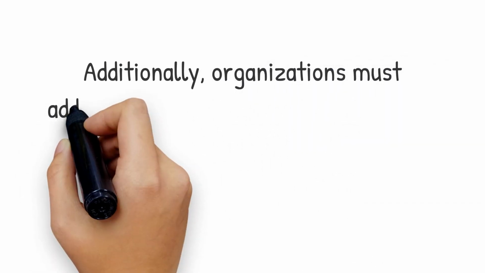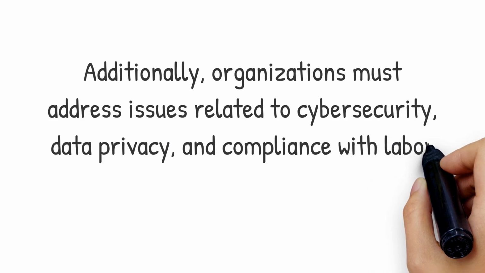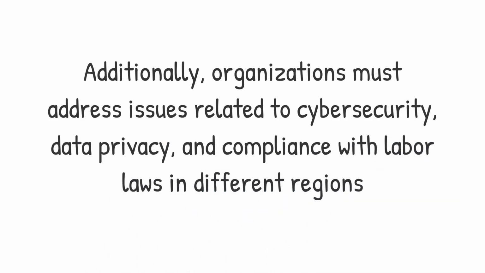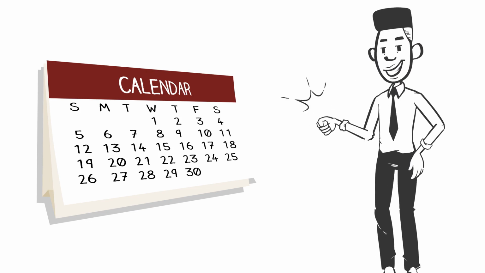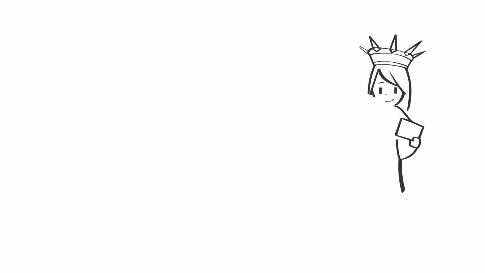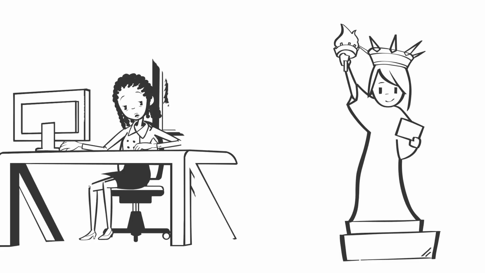Additionally, organizations must address issues related to cybersecurity, data privacy, and compliance with labor laws in different regions. For example, an employer might create work flexibility for an invaluable employee to the company, such as Emma, who has been given the freedom to choose her work hours. She can also opt to work from home for a maximum of 7 days in a month.